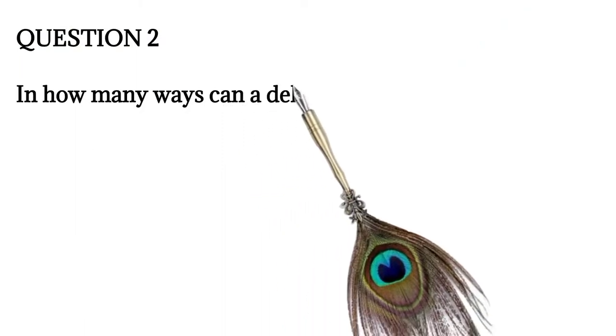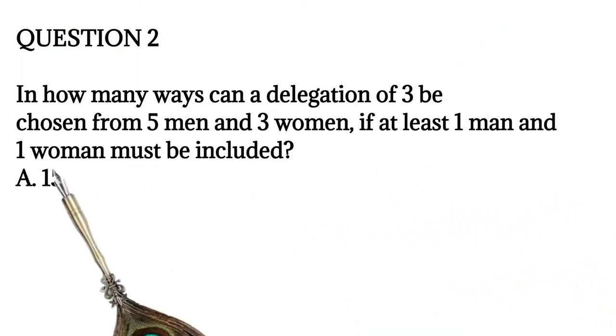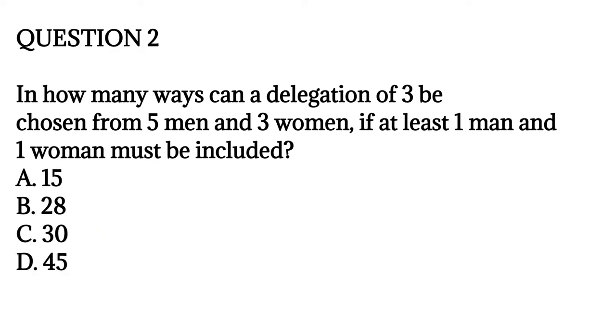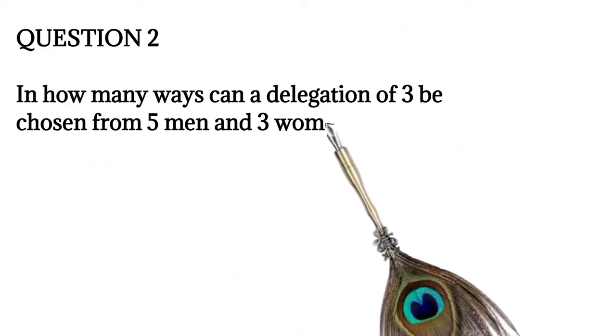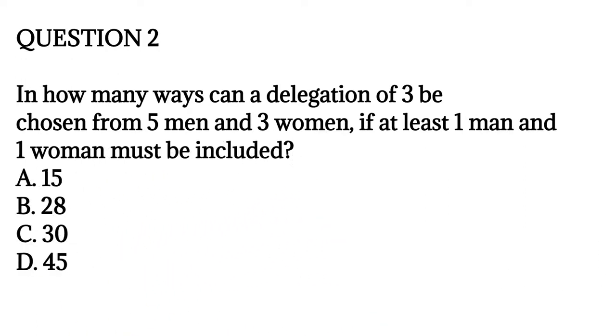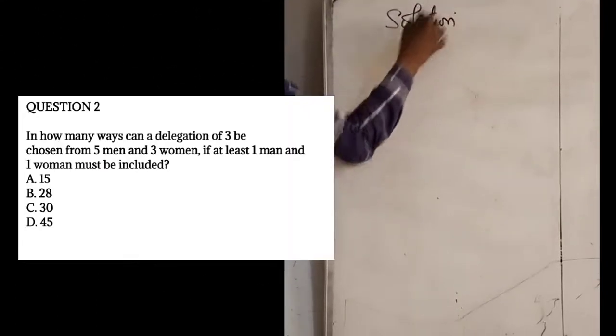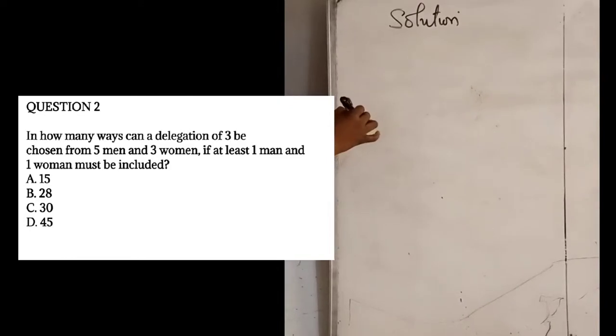Here is question 2 of the 2021 JAMB Mathematics questions. This question is on the topic permutation and combination in mathematics. The question reads: in how many ways can a delegation of 3 be chosen from 5 men and 3 women, if at least 1 man and 1 woman must be included in the selection? Here is the solution to question 2.